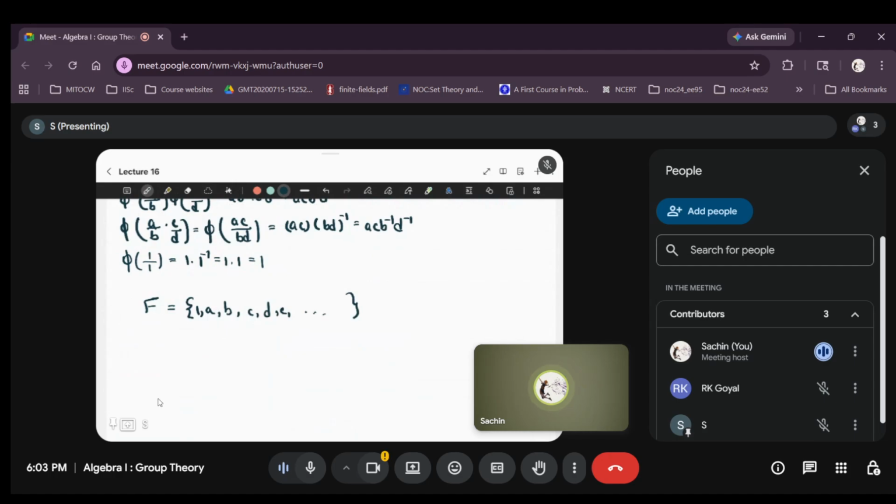So if this is simply an integral domain, right? Then we constructed the field by what procedure? How did we construct the fraction field?